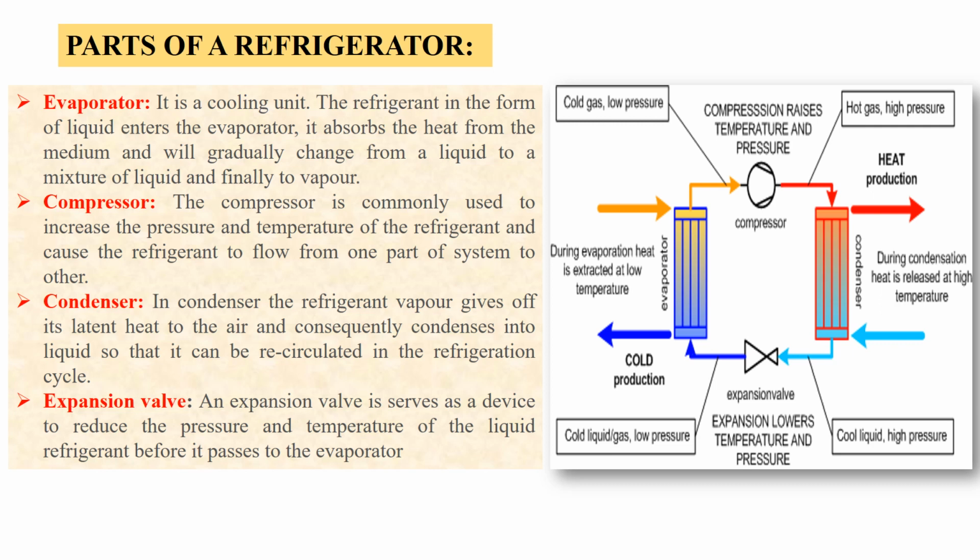In the condenser there is a phase change from vapor to liquid, which takes place at constant pressure. Again, in the condenser you can observe the pressure remains constant but the temperature is reduced. The expansion valve is used to reduce the pressure, and it also reduces the temperature of the liquid refrigerant before it passes to the evaporator.